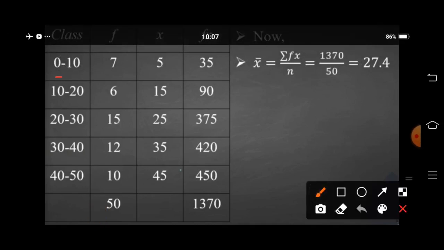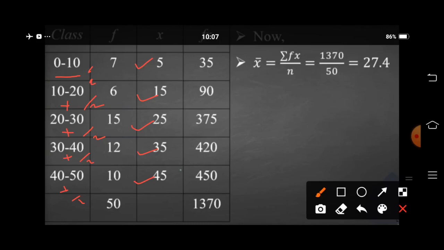So 0 plus 10 divided by 2, we will get here 5 x. 10 plus 20 divided by 2, 15. 20 plus 30 divided by 2, we will get 25. 30 plus 40 divided by 2, 35. 40 plus 50 divided by 2, 45. Now this way we will get x.